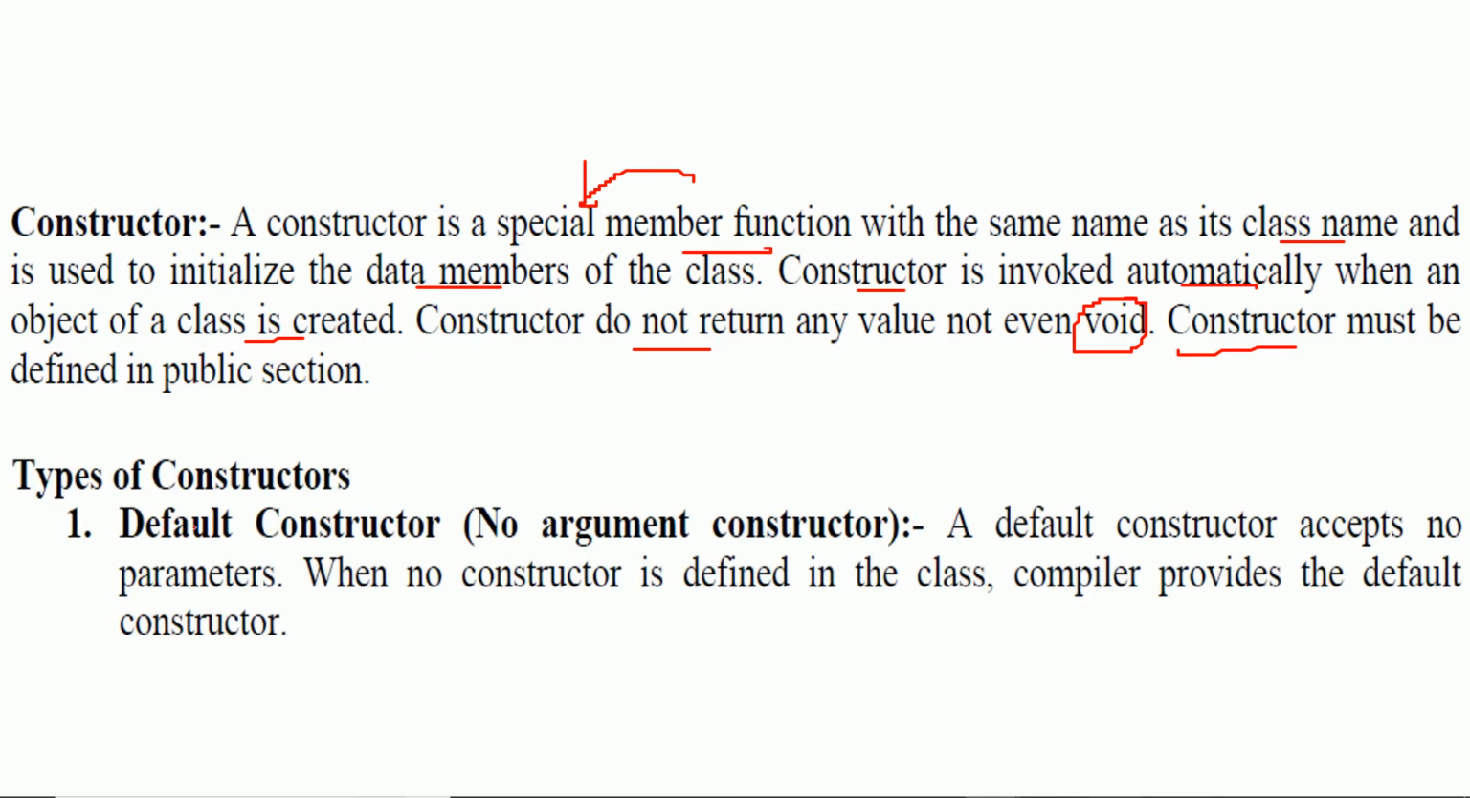So we have various types of constructor. First is the default constructor. We have no arguments or parameters inside this. A default constructor will accept no parameter, and when no constructor is defined in the class, the compiler will provide its default constructor, as we just said.